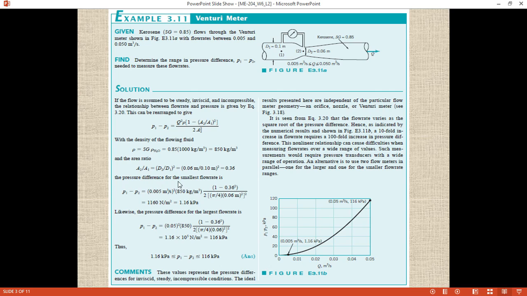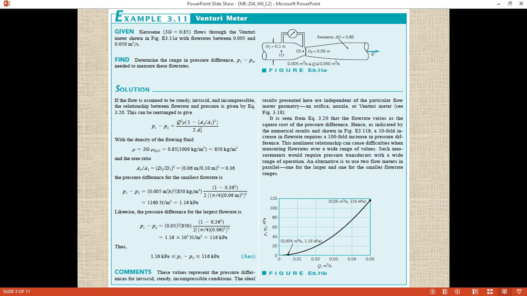Now substitute this value. Now we are going to calculate the pressure difference for the smaller flow rate, for the 0.005. When we insert all the values with the smaller flow rate, we end up with a pressure difference of 1.16 kilopascal. In the same way we are going to find out the pressure for the higher flow rate, that is 0.05 meter cube per second. So we inserted all the values including the flow rate 0.05 meter cube, which is given here. Finally we got the pressure difference, that is 116 kilopascal.